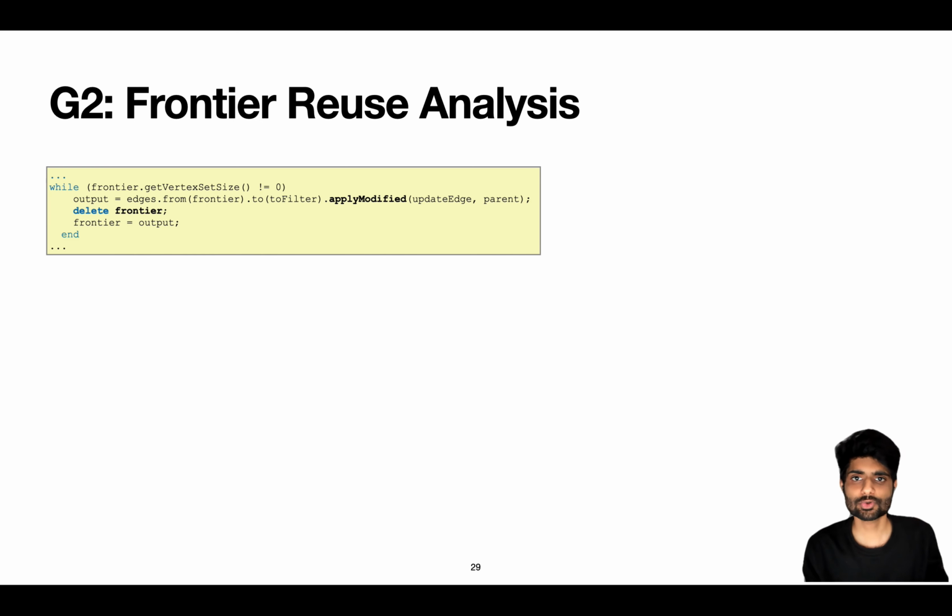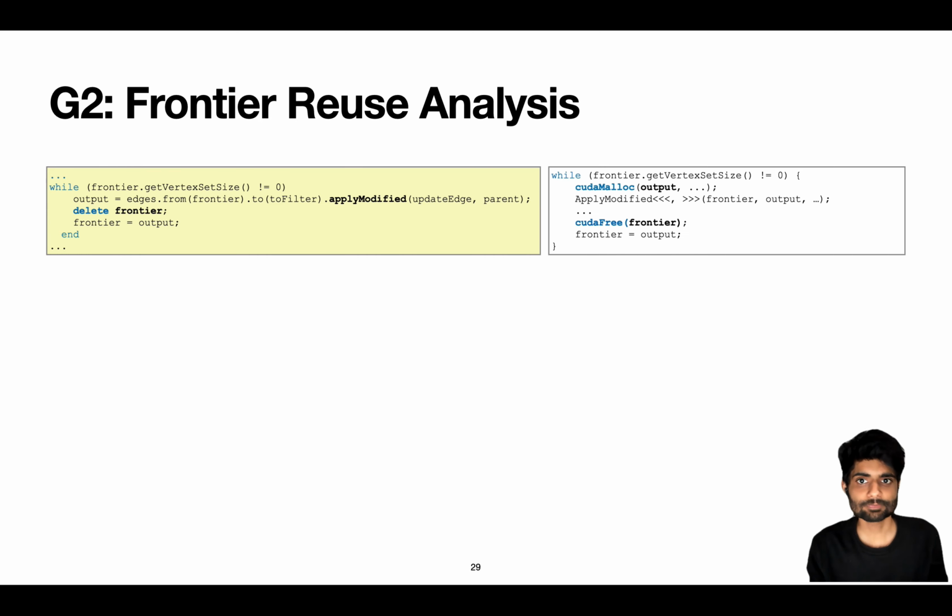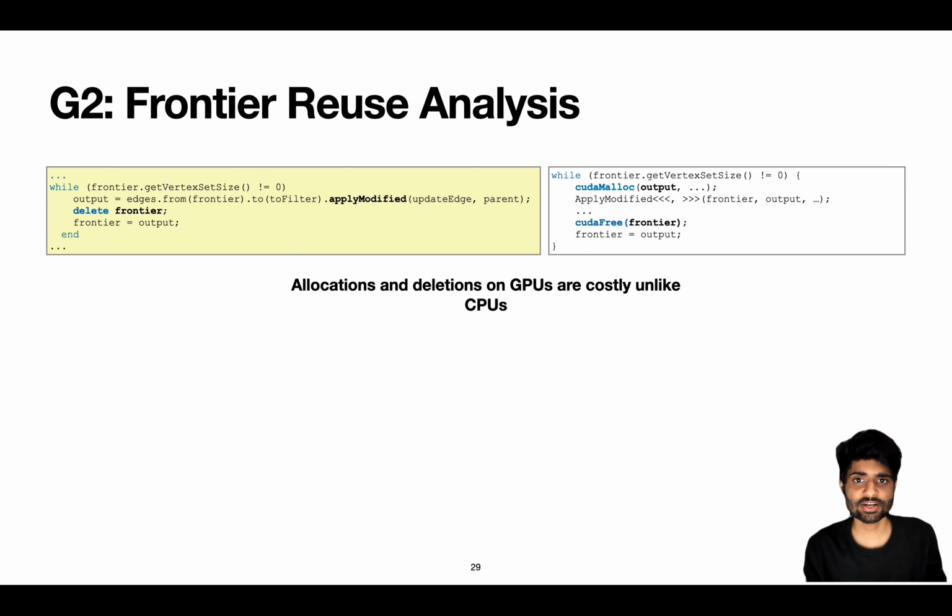Here is a typical host-side code for an application like BFS containing a while loop. On the right, we show the naively generated code for this loop. We can see that the code allocates and deallocates memory for the vertex set variable each iteration. But these calls to cudaMalloc and cudaFree are very expensive, unlike on CPUs.